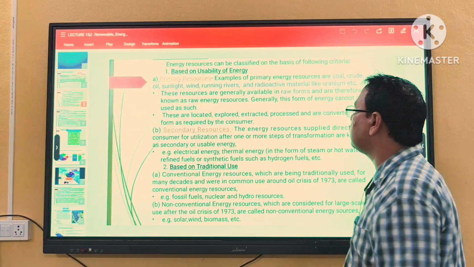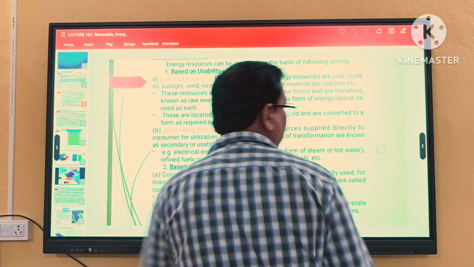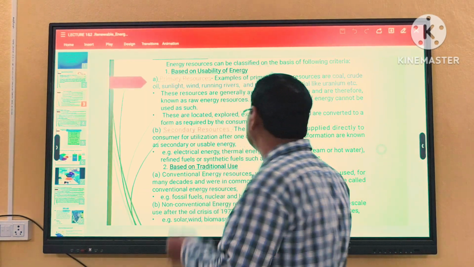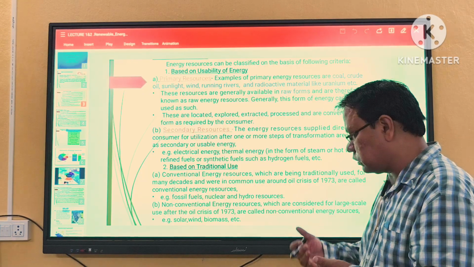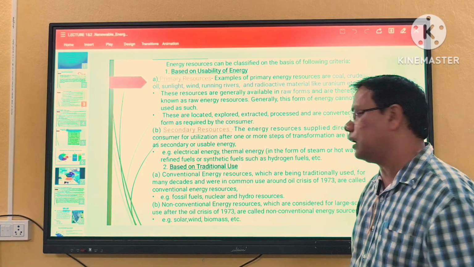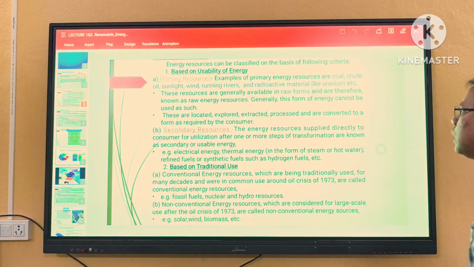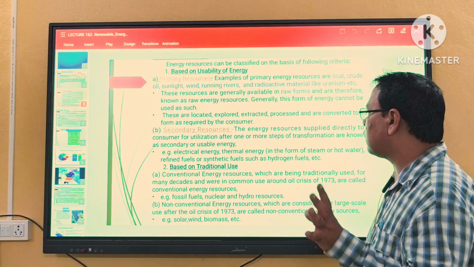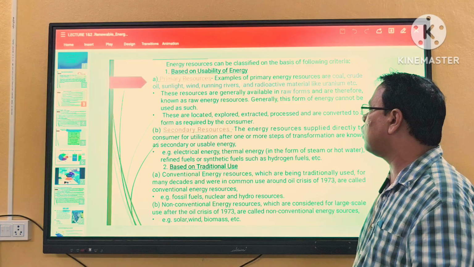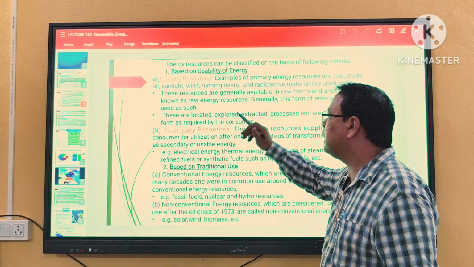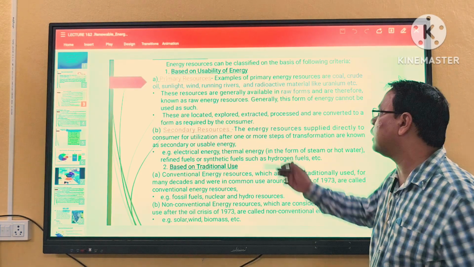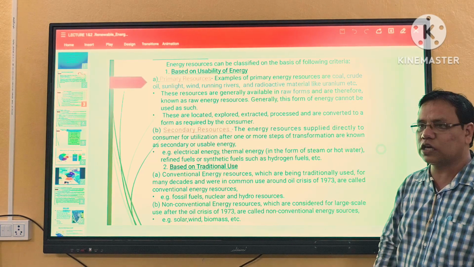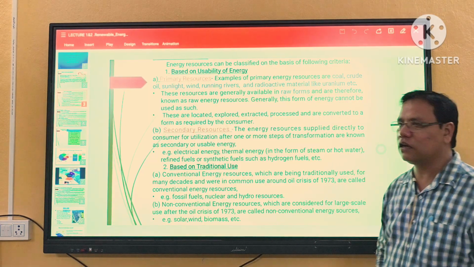Now, the energy resources can be classified into various categories. First, based on the usability of energy, the energy resources can be subdivided into two types: primary resources and secondary resources.